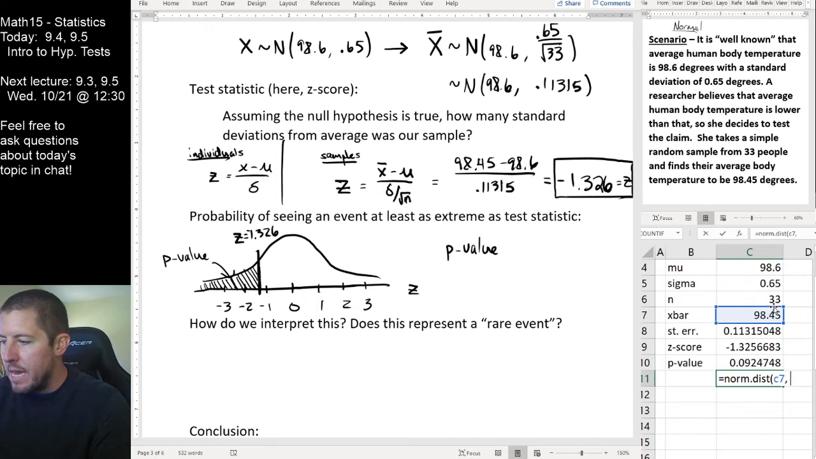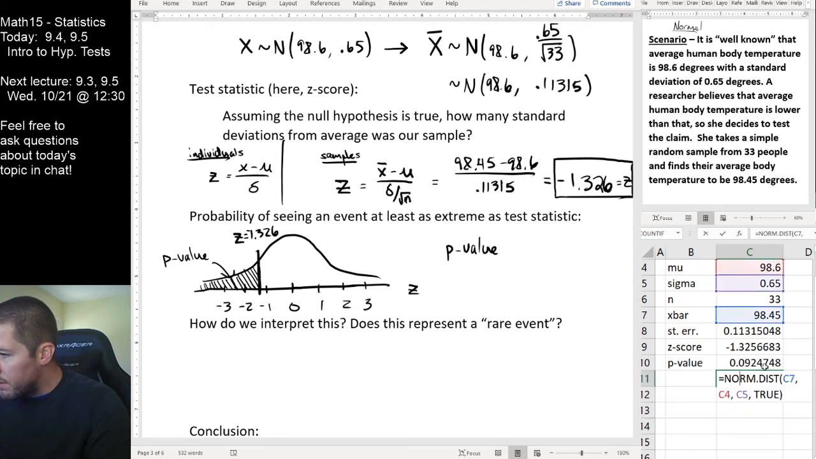Next up, it wants my mean. That's mu. That's C4. Next, it wants my standard deviation. That's sigma. That's C5. And finally, it wants to know if we're cumulative or not. And yes, we are. And so when we do this, oh wait, what the heck? What did I do? What did I type in wrong here?